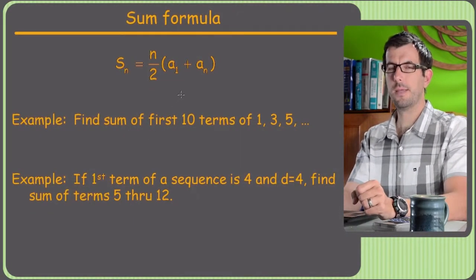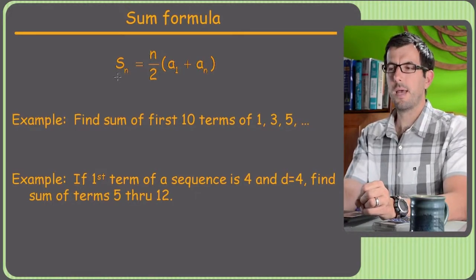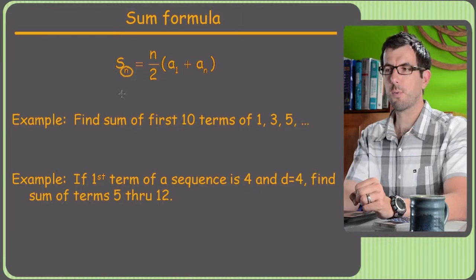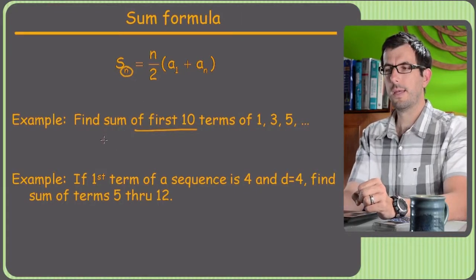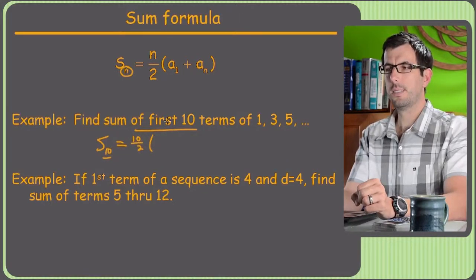Finally, the sum formula. This is really pretty straightforward. That's why I put it last. The sum of any number of terms, so this S sub n, what that means is the sum of n terms. So if you want to find the sum of the first 10 terms, like in this example, that means we're looking for S sub 10. And that's going to be n over 2. So once again, this is our n. So 10 over 2 times a1, which is 1.